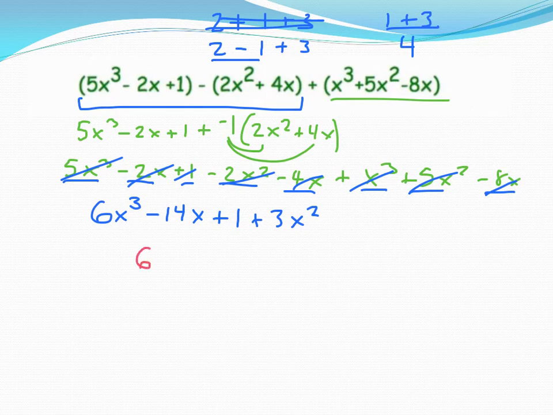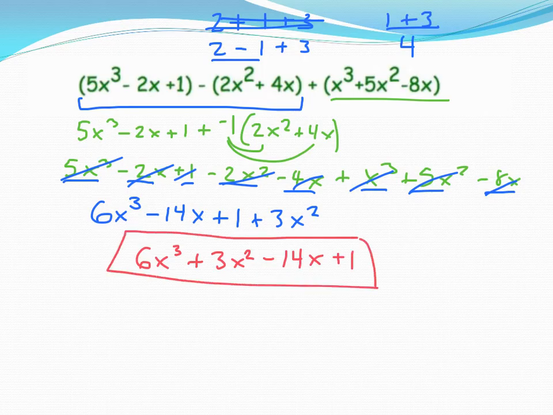So I have 6x to the third. That's my largest degree. Plus 3x squared, second largest, minus 14x, plus 1. All right. We've now entered the cool guy zone. We finished that one. Okay, so we did subtraction and addition all in one.